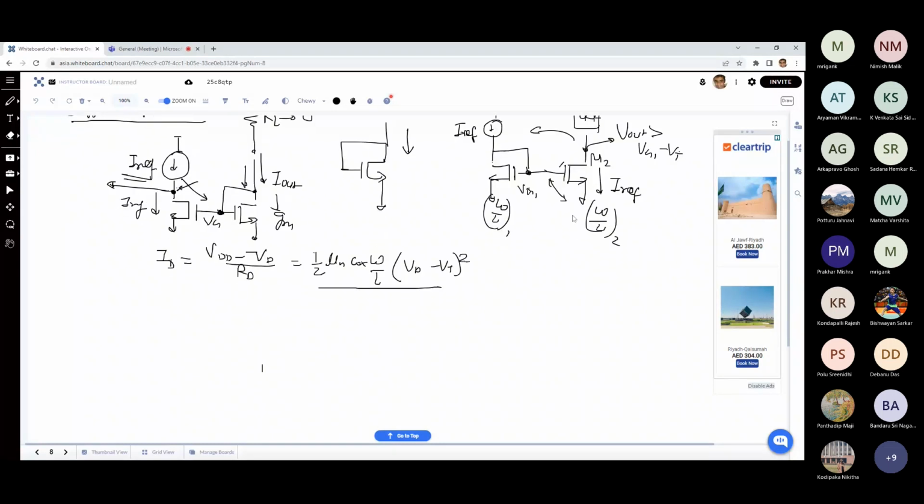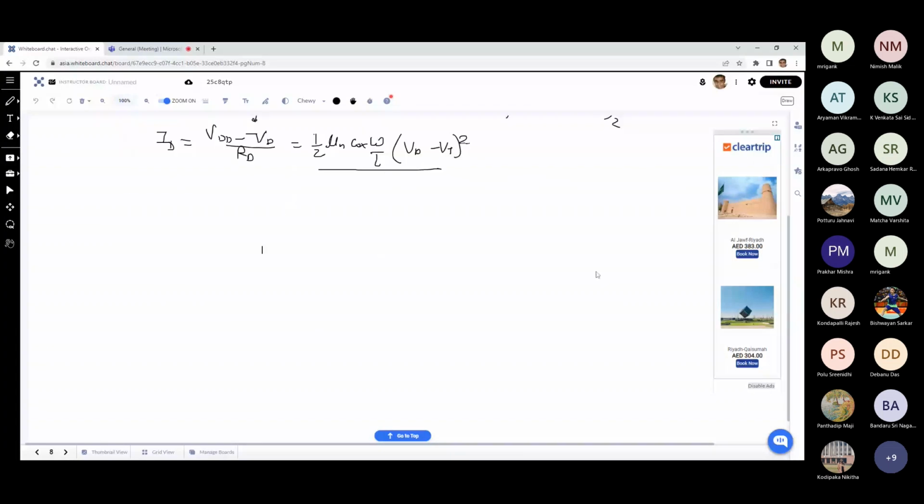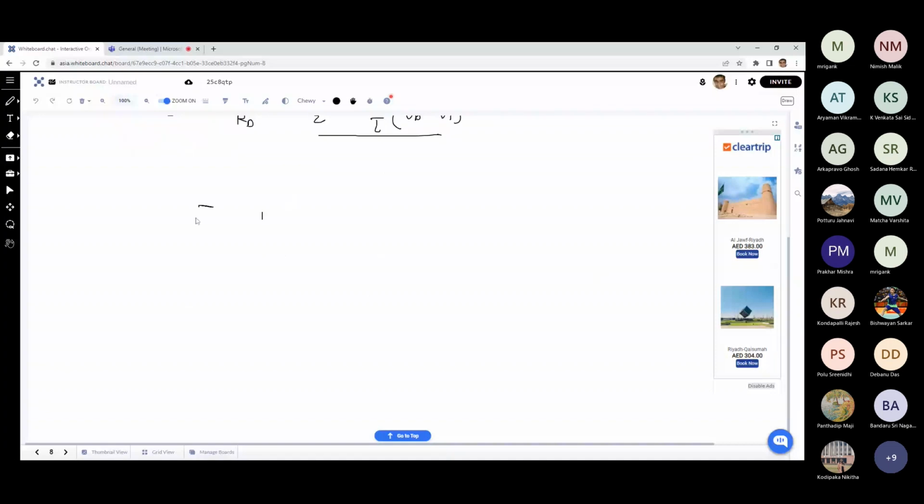So here the issue is that we still do not have a very good output impedance. We have still RO, just RO, and we have seen just now that we have a good way of generating a good output impedance. If I stack another transistor, we can get gm RO square, right? So that is what we have discussed.